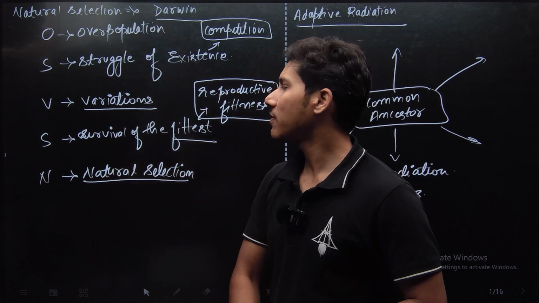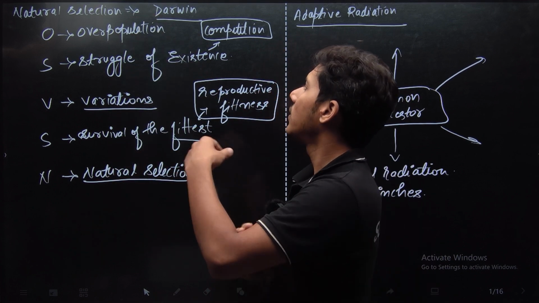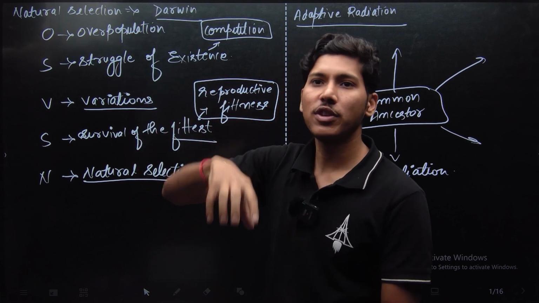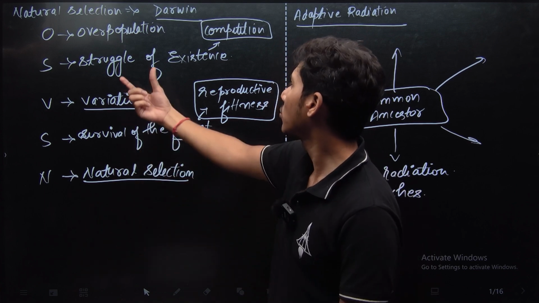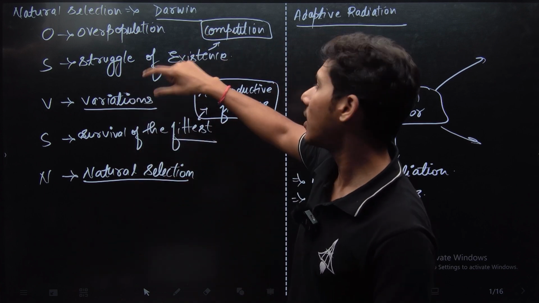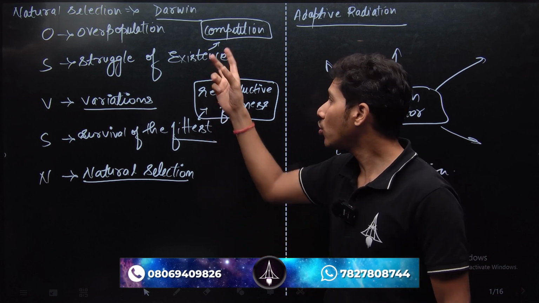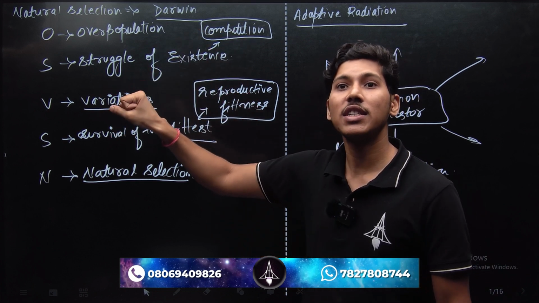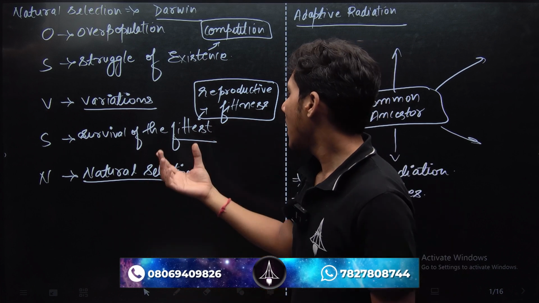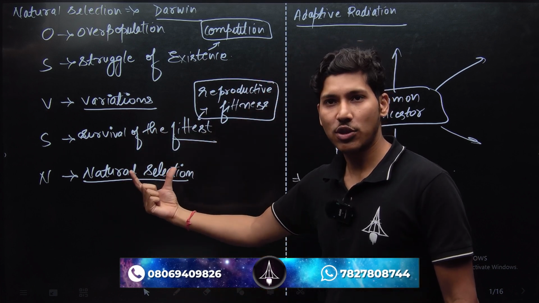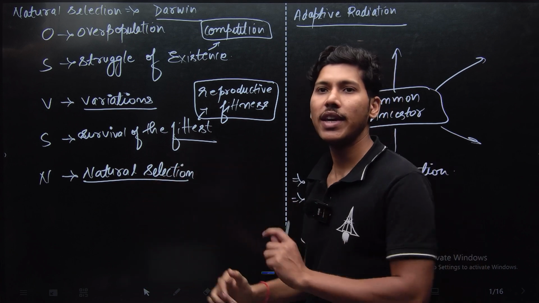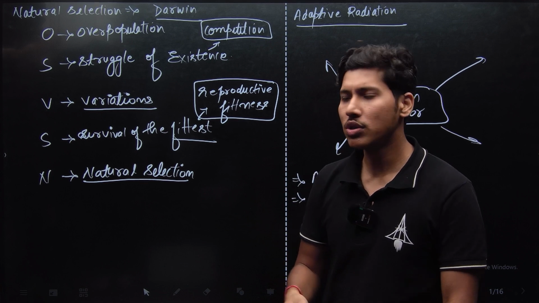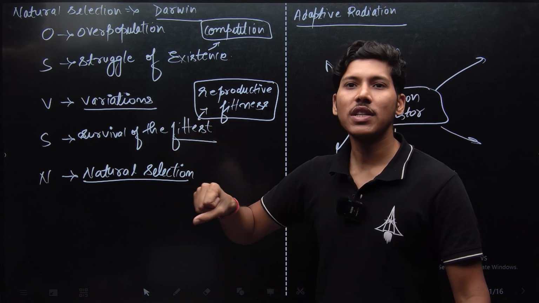And he gave his 5 points, which are OSVSN, which is that whenever there is overpopulation, there is a scarcity of resources or resource limitation, which leads to struggle for existence, and this struggle leads to competition. And due to competition, there are variants present in nature, and some of the variants which are better able to survive that stress are selected, naturally selected, and the other ones get deselected. But the term deselected is not so good to use, but yes, the better ones get selected.